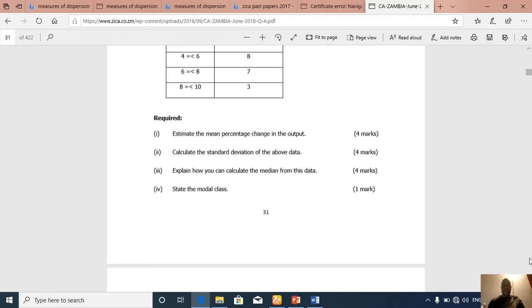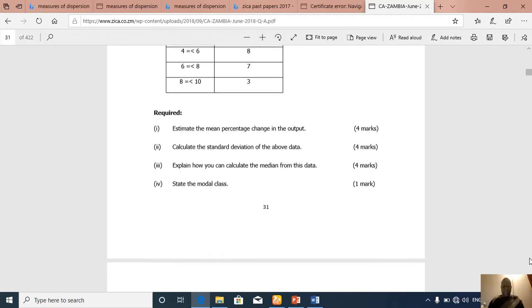And we can also look at the coefficient of variation, which is going to be the standard deviation over the mean. We are going to demonstrate that part as well.